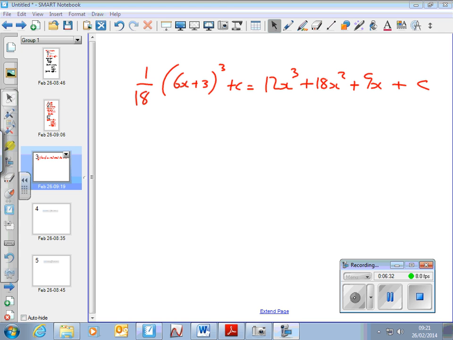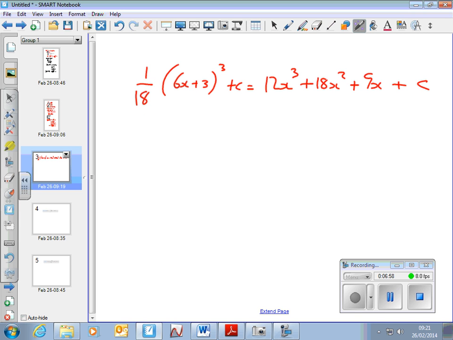To prove this was true, I would multiply out this: 6x plus 3 times 6x plus 3 times 6x plus 3, collect together like terms, and then hopefully show that that equals this. Because that answer will then be divided by 18, this 18, and then you hopefully show that's the same. I'm not going to do that now, I'll leave that as a little exercise for you. If you'd like to, have a go at it.